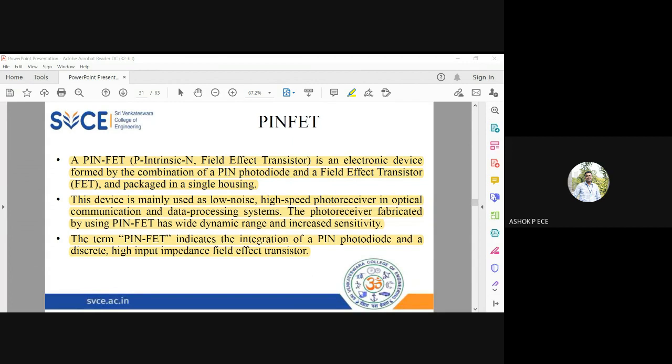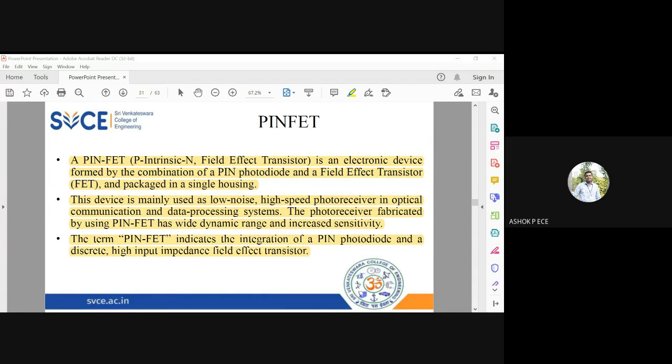When light is incident on a photodiode, it produces current which is proportional to the number of photons incident. So this PINFET is mostly used in optical communication systems. See, in a normal diode, when you give voltage, it is going to produce current. But in a photodiode, I give light as the input, and it produces an equivalent current proportional to the amount of light incident on the device.